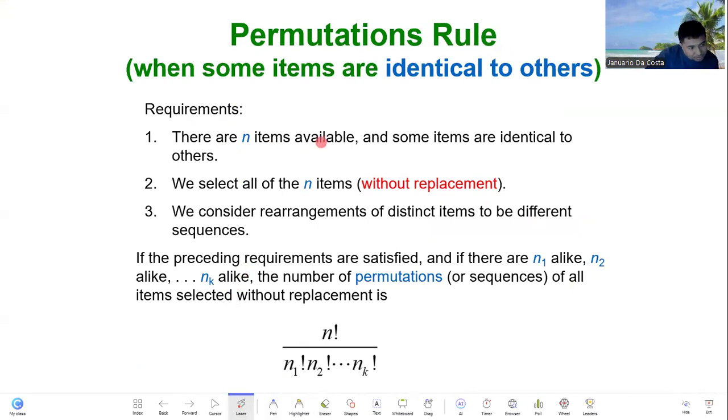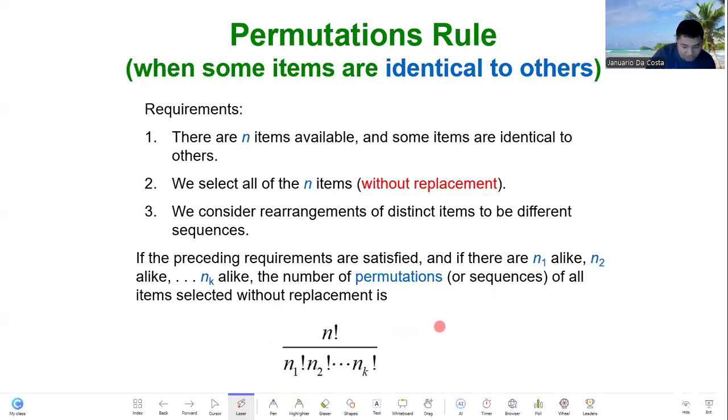There are n items available, and some items are identical to others. We select all of the n items without replacement. This is important: without replacement, no replacement. We consider arrangements of distinct items to be different sequences. Now, if the preceding requirements are satisfied, and if there are n1 alike, n2 alike, up to nk alike, the number of permutations or sequences of all items selected without replacement is this formula.